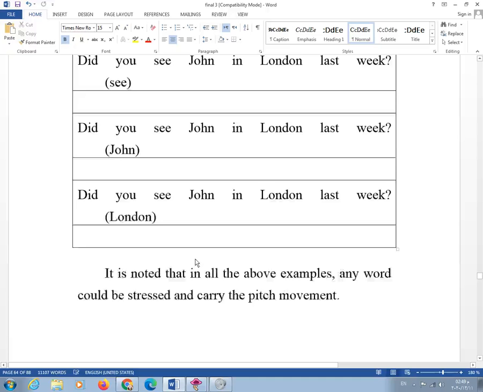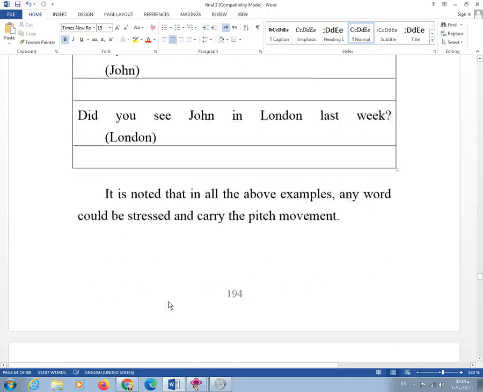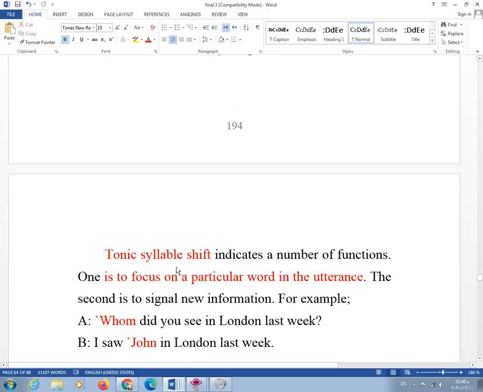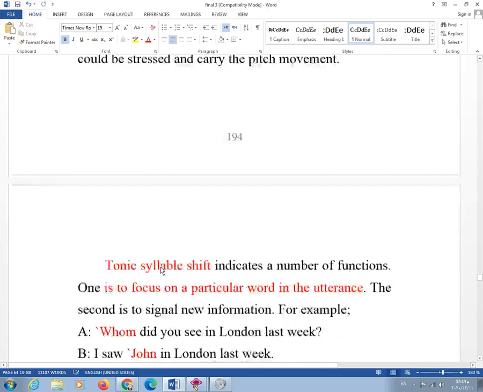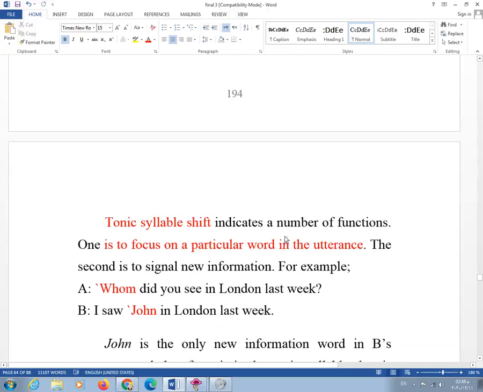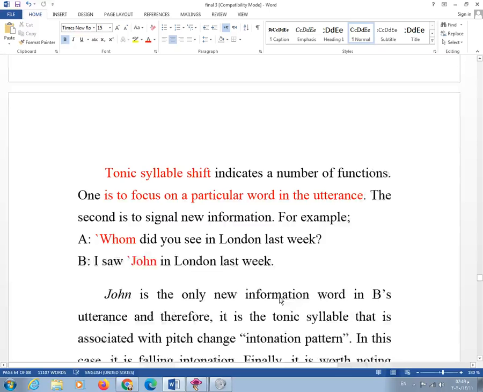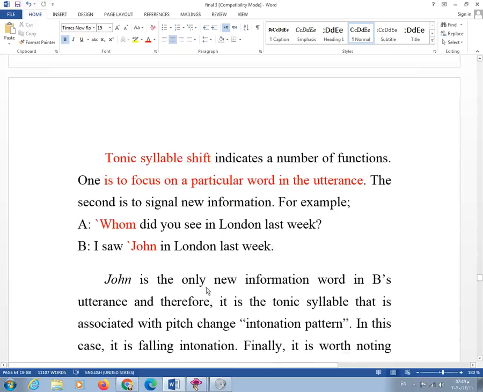Okay? What's the function, or what are the functions of tonic syllable shift? Yeah, this is a very important question, by the way. Tonic syllable shift indicates a number of functions. One, yes, is to focus on a particular word in the utterance. The second is to signal new information. For example, whom did you see in London last week? I saw John in London last week. Okay. So here, tonic syllable shift indicates the prominence of a particular word.